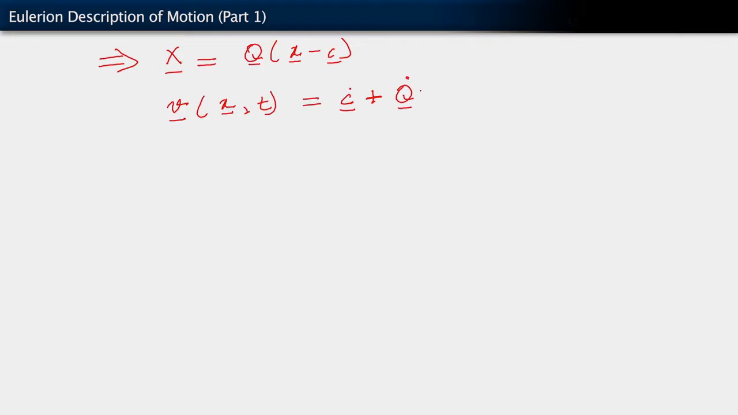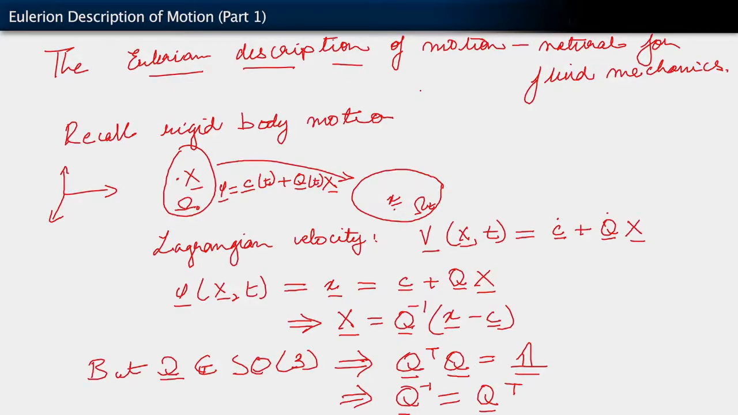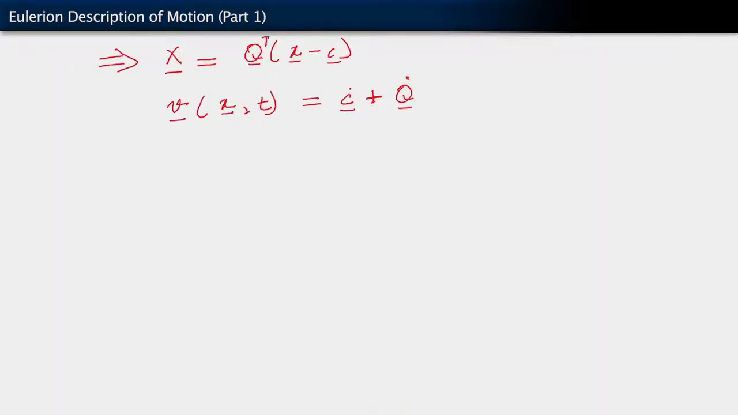before I finish that up, let's just go back one slide and recall what we had here. When we wrote things out in terms of the Lagrangian description of motion, we had this, right? And what we saw is that we had Q dot multiplying X, right? But now we're going to rewrite X. So we have Q dot acting on capital X, but that we're going to rewrite with the expression at the top of this slide, right? So we now have Q dot Q transpose times little x minus c. Okay?